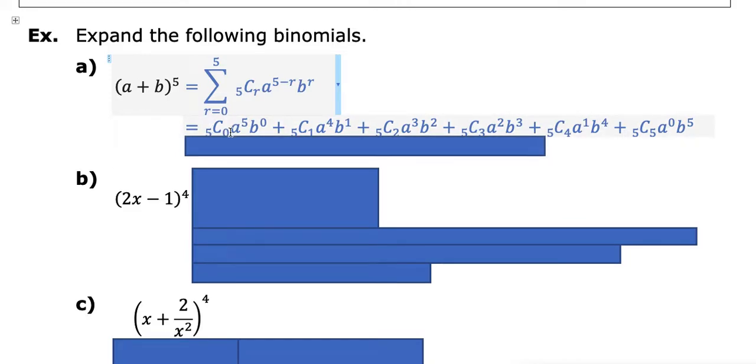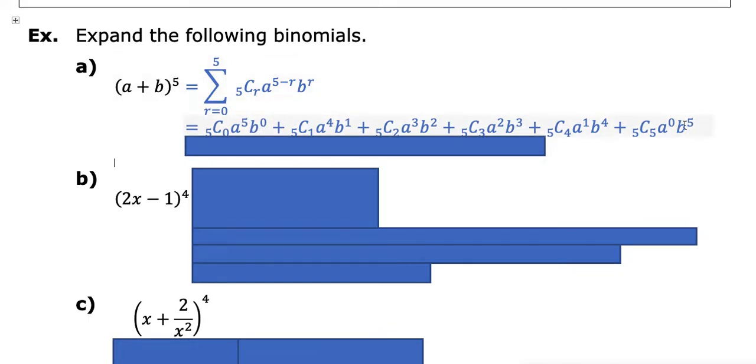5 choose 0 is the first term. We're going to substitute in 0, and that will be equal to 5 choose 0. Then we substitute in 0: a to the power 5 minus 0, b to the power 0. Therefore, what we will have is 5 choose 0, a to the 5, b to the 0.